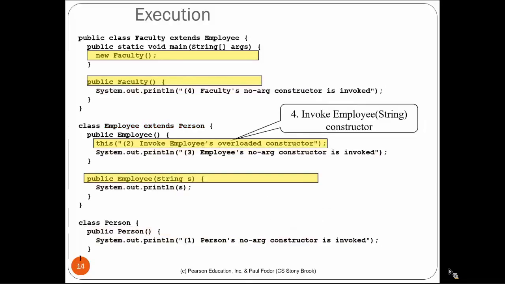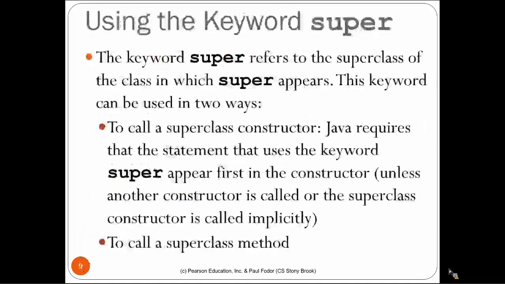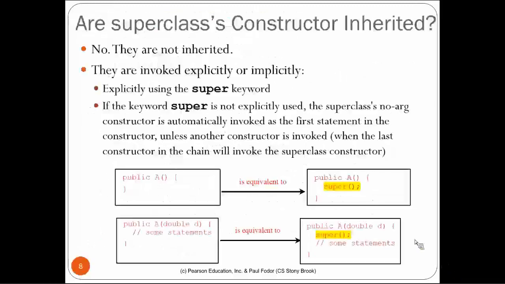So, again, we have a special rule that says if the keyword super is not explicitly used, then the superclass no argument constructor is automatically invoked as the first statement in the constructor, unless another constructor is invoked with the keyword this, when the last constructor in the chain will invoke the superclass constructor.